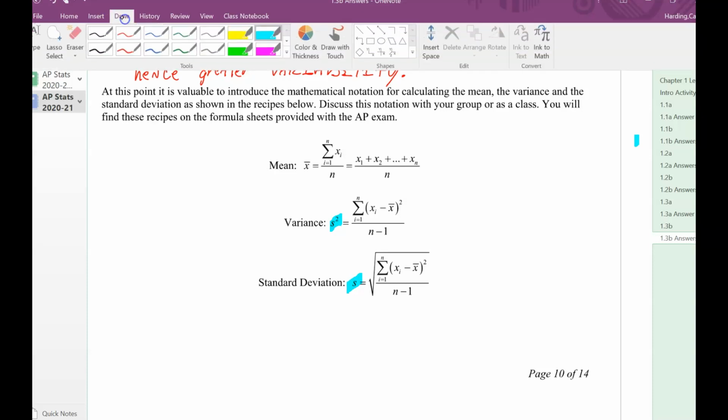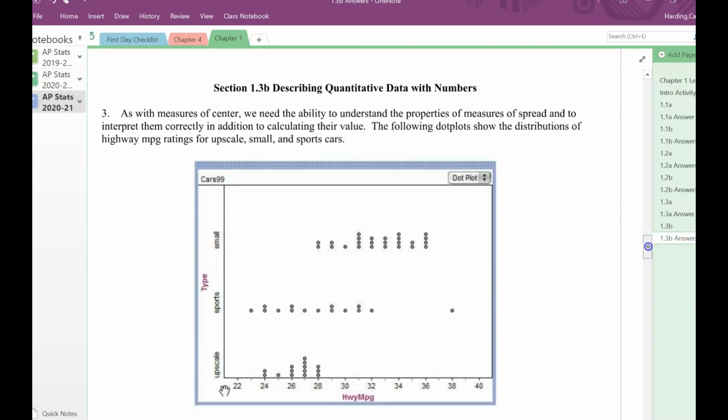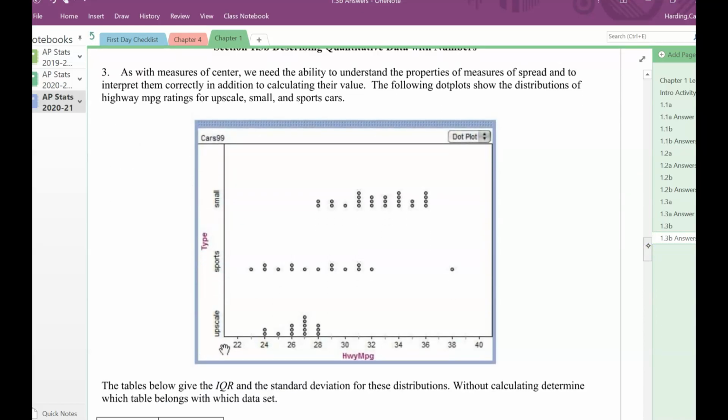All right, let's take a look at a new data set. Here we're going to come back and look at 3 different types of cars and their highway miles per gallon. The 3 types that you have are the upscale, the sports cars, and the small size cars. The tables underneath this show you an IQR and a standard deviation for each of these distributions. Without doing any calculations, I would like you to try to determine which table represents which type of car. So go ahead and pause and put down your answers.